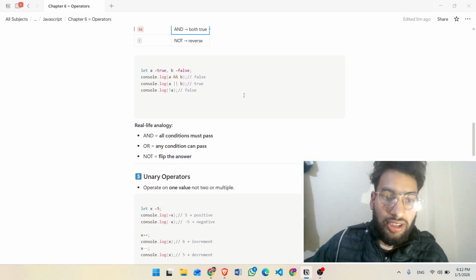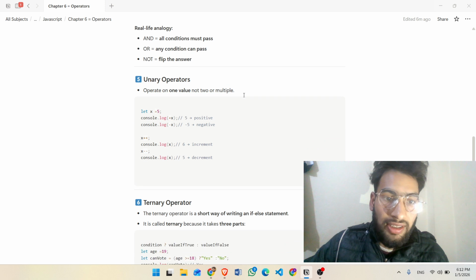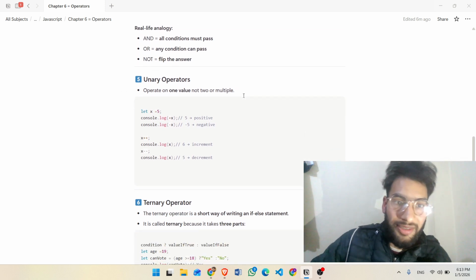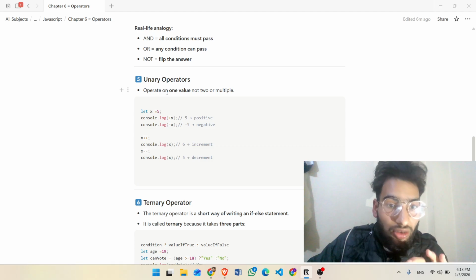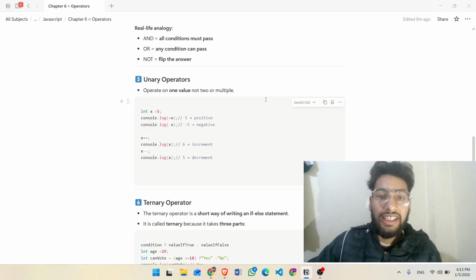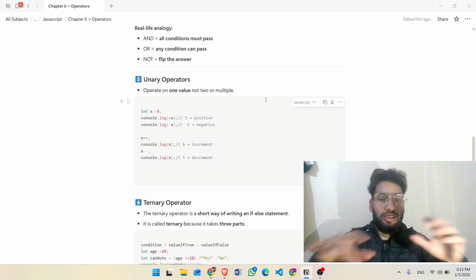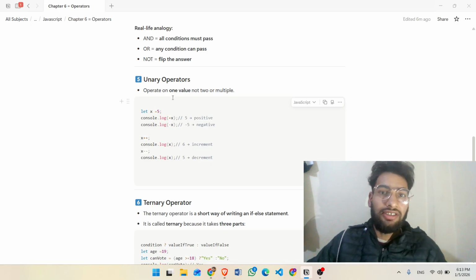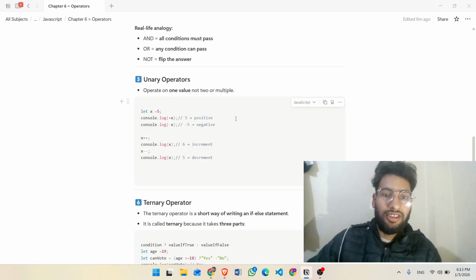So let's move to another one, unary operators. So what are unary operators? They operate on one value, not two or multiple, only one. It works on only one value. Okay, so let's see a coding example. I think you are confused.